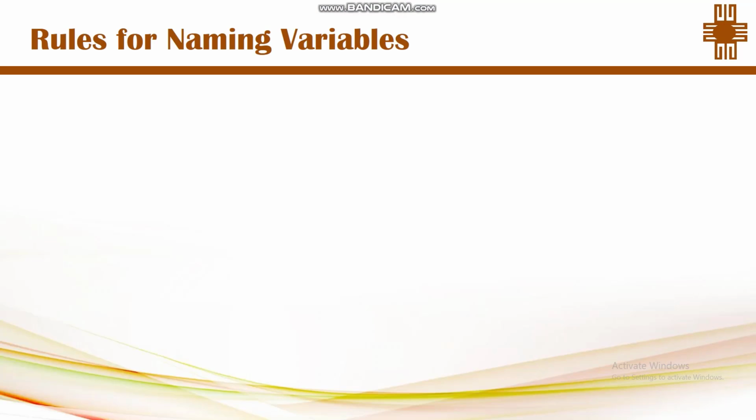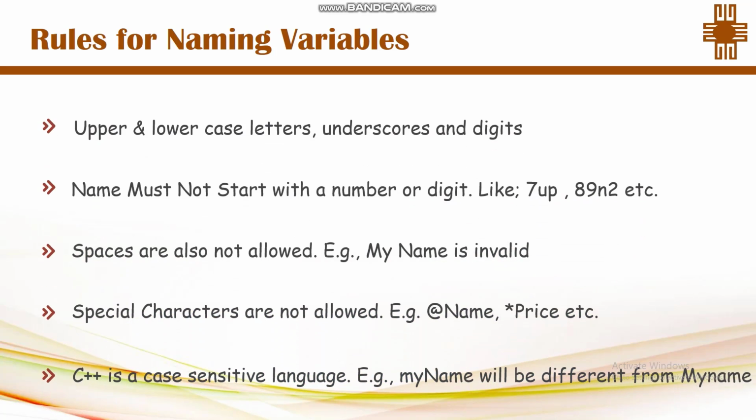Then we have some rules for naming variables. The name of the variable must be a combination of uppercase letters, lowercase letters, underscores, and digits. The name must not start with a number or digit, like 7up or 8992, etc. Spaces are also not allowed, like "my name" is invalid. Special characters are also not allowed, like @name or *price, etc. C++ is a case sensitive language as well. Like if we write small m, small y, capital N, name, it will be different from capital M, small y, and small n, name, just as given in the example. You can see this.